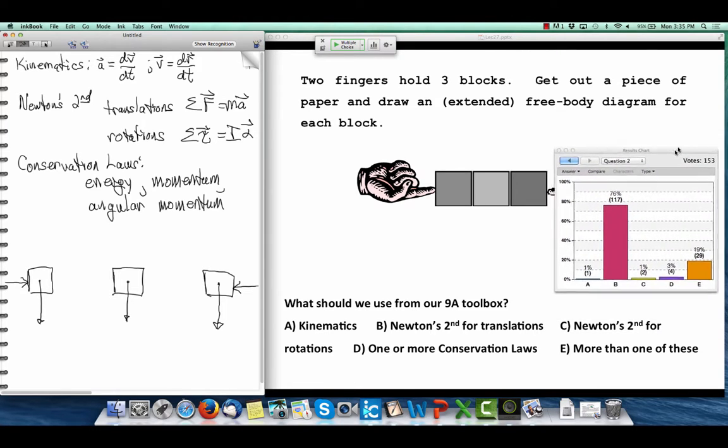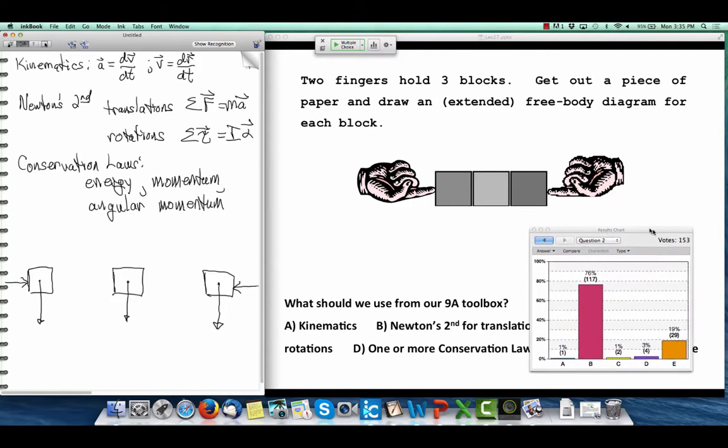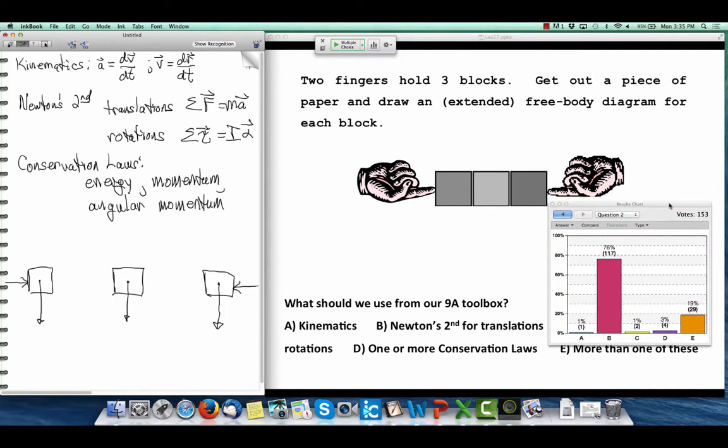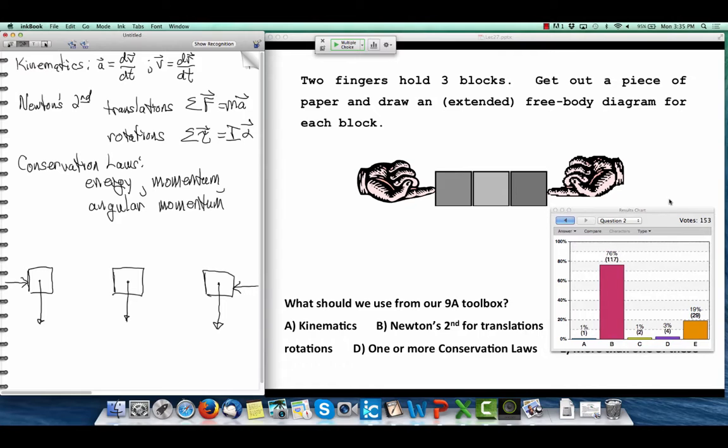Newton's second law for translational motion is the main one, and other people put more than one of these. Can I assume if you put more than one of these that Newton's second law for translational motion is one of them? Okay. What's the other one? Newton's second law for rotations. Anyone think you need to worry about rotations in this problem? It's an extended object, so you might have to think about it. Do you have to think about it, I guess, is the question.